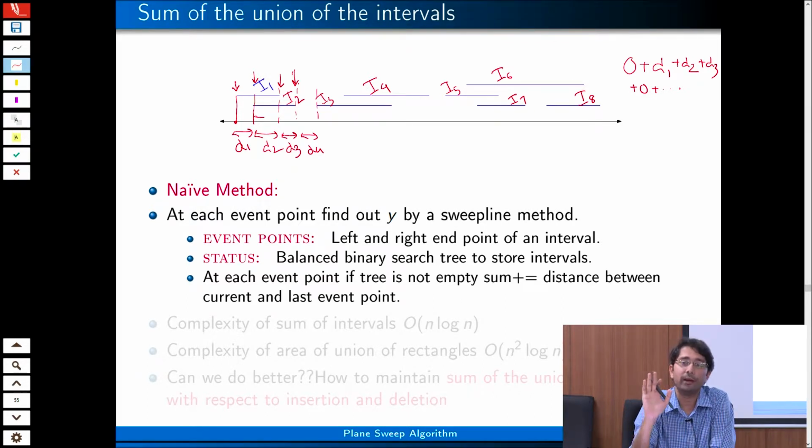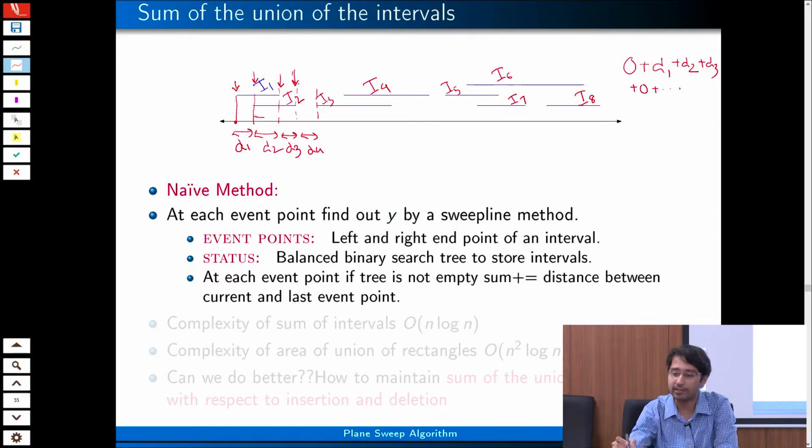Do you have a problem with the balanced binary search tree? Too much data structure jargon? Can you propose a cleverer method? Do I need to keep a balanced binary search tree? Think. Unless you think, you will not learn. You will know, but you will not learn. Forget about the array, something more primitive.